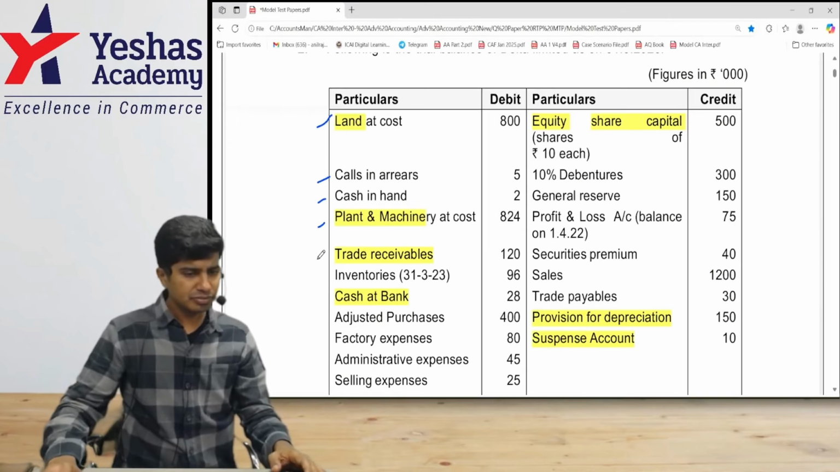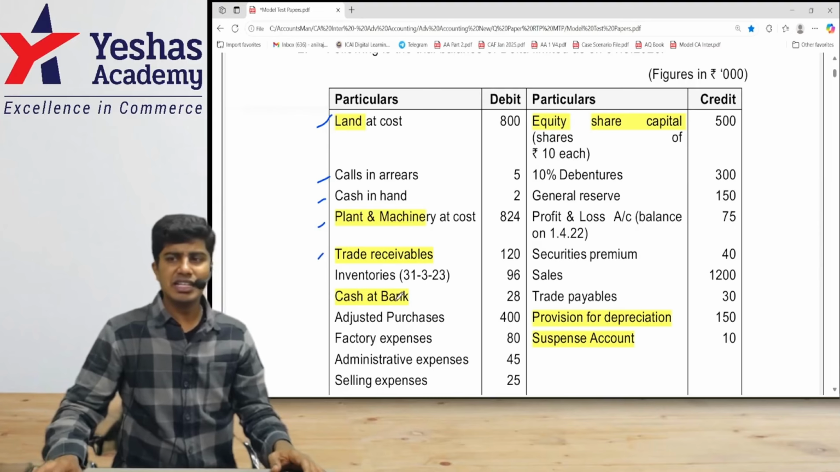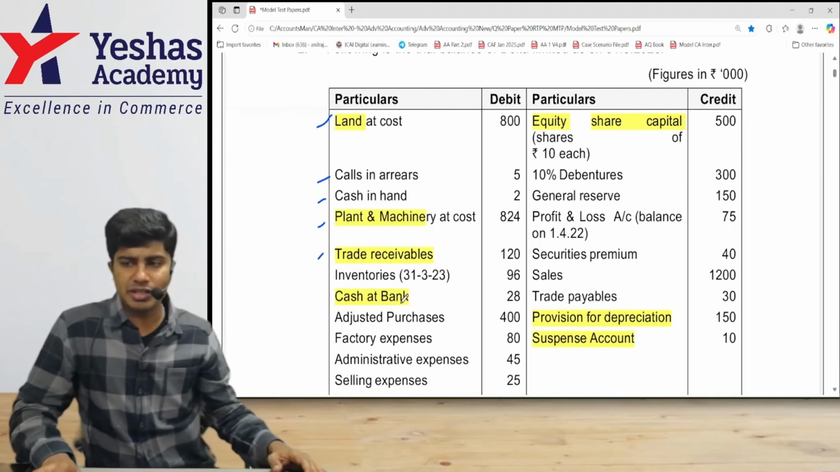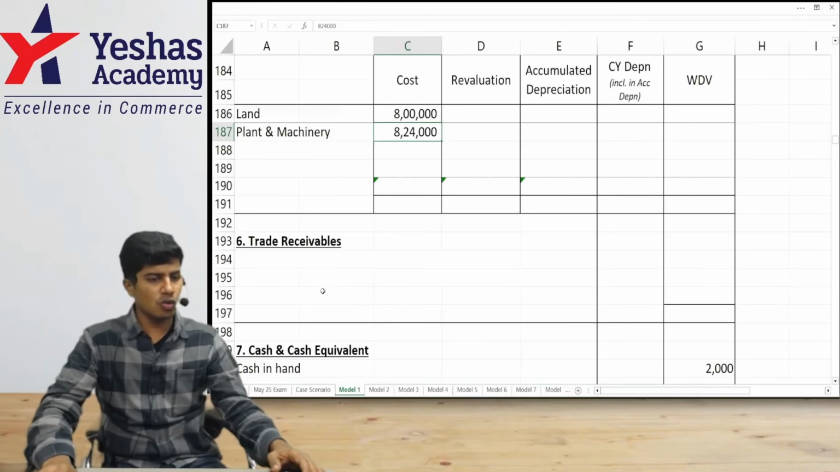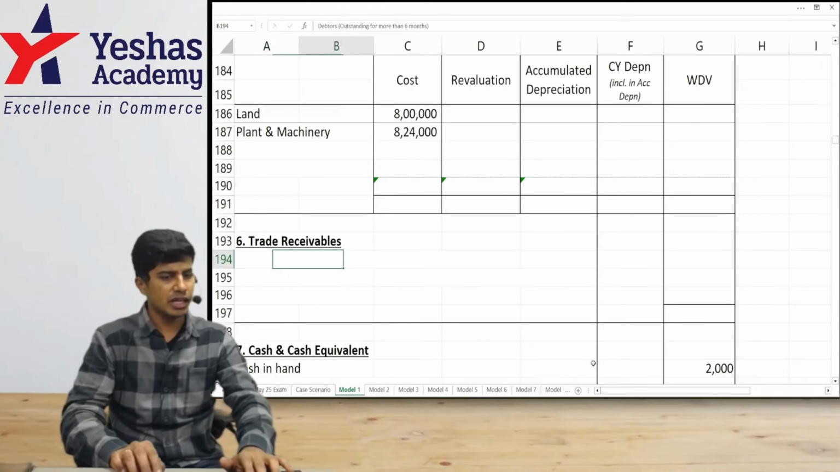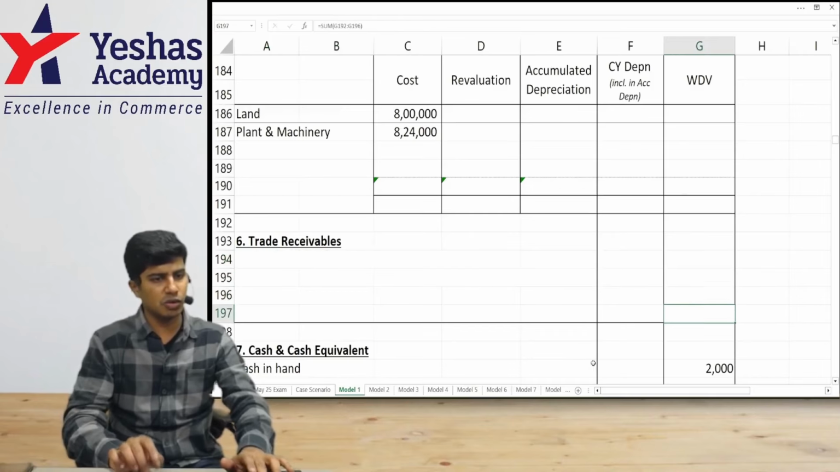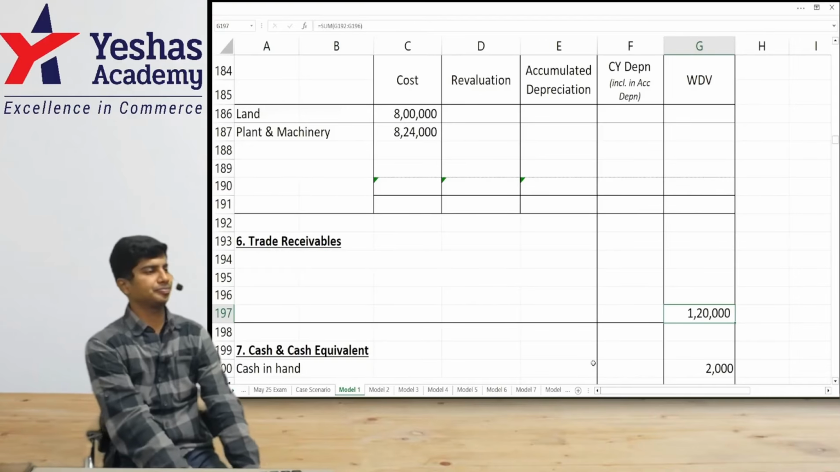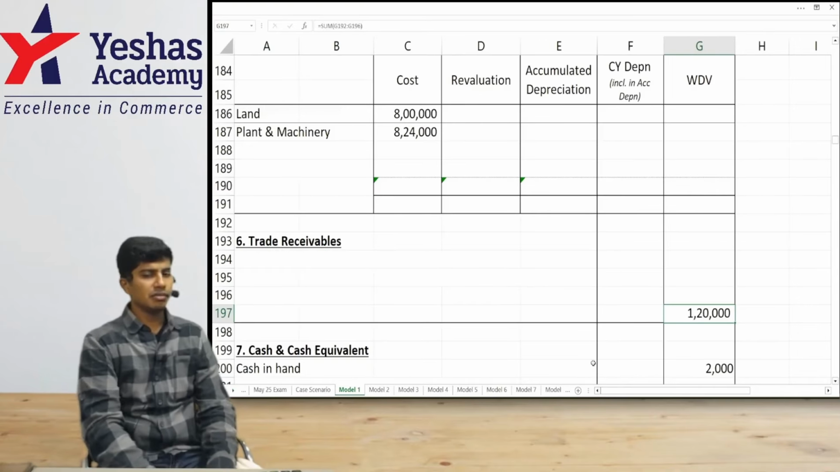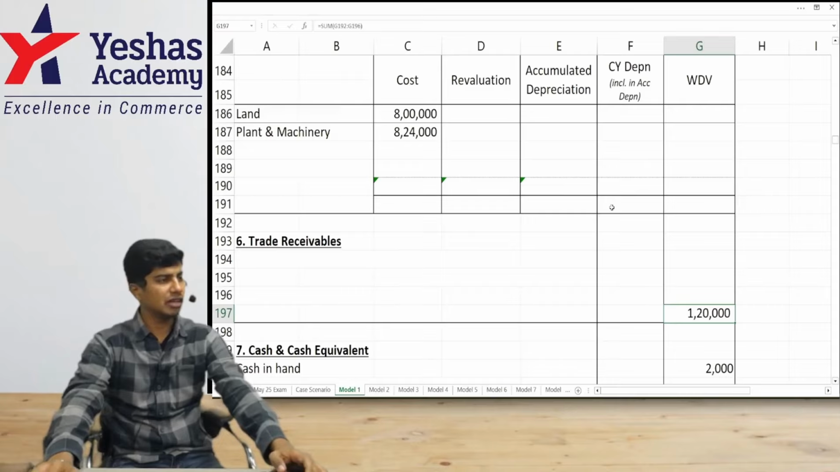What's after that? Trade receivables 120. This has some adjustment. What is the adjustment? Some of it is outstanding for more than 6 months. Some of it is for less than 6 months. We'll adjust it later. For now, what do we do? In my trade receivables, I know that the total amount is 1,20,000. Split, we'll see later. But everyone understood 1,20,000. Am I right?